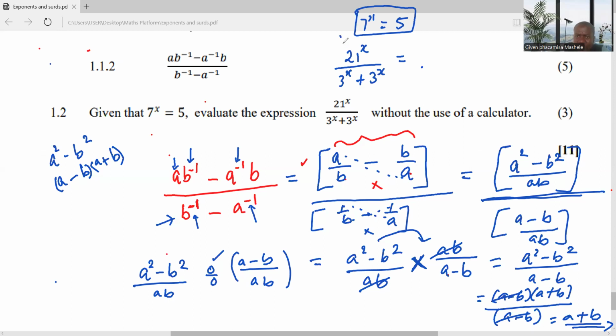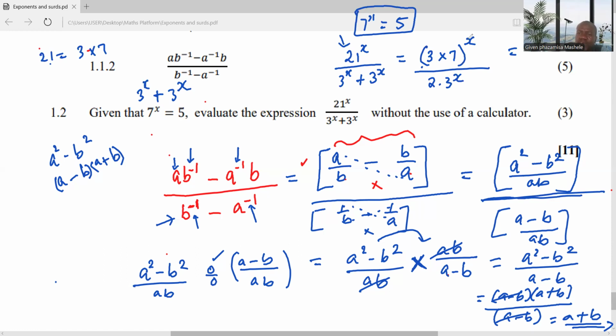Now we have to expand this. 21 is the same as 3 times 7. So this is the same as 3 multiplied by 7, all to the exponent of x, divided by, look at this, 3 to the exponent of x plus 3 to the exponent of x. So you cannot use the multiplication law here. Here we're just adding like terms: 3 to the exponent of x plus 3 to the exponent of x is just 2 times 3 to the exponent of x.